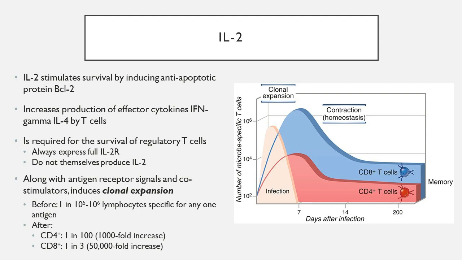The cytokine is vitally important for the survival of regulatory T cells. Now, regulatory T cells, as I think I just mentioned on the previous slide, always express the full IL-2 receptor, meaning they always constitutively express the alpha portion of that receptor. It never has to be upregulated for regulatory T cells. Also important to know is that regulatory T cells, unlike other types of T cells, never themselves produce IL-2. So they're dependent for their survival on other T cells in order to induce the expression of IL-2. Okay, so they're really good at picking it up because they also have the full receptor, but they don't themselves express it.